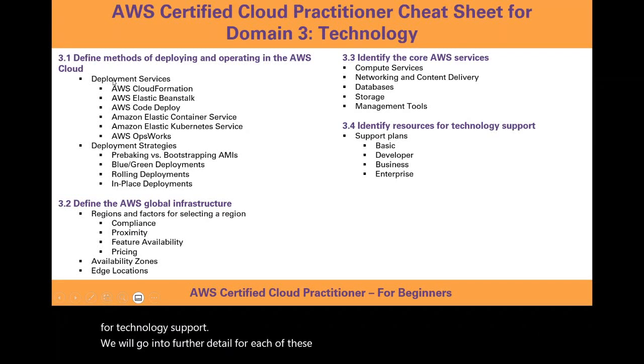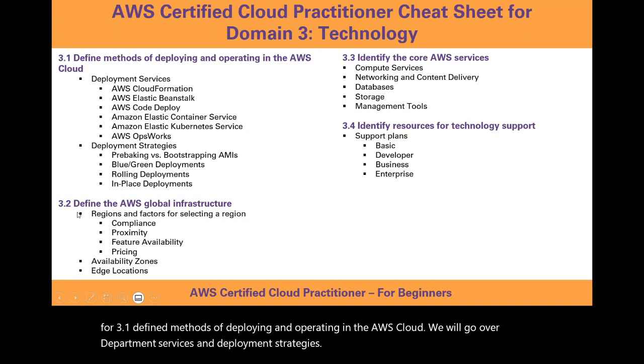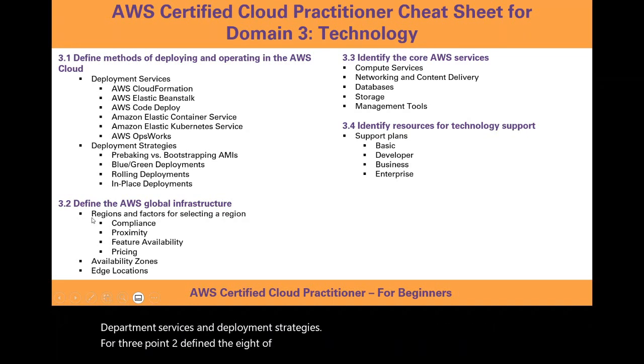We will go into these separate subtopics. For 3.1, define methods of deploying and operating in the AWS Cloud. We will go over deployment services and deployment strategies. For 3.2, define the AWS global infrastructure. We will cover regions, availability zones, and edge locations.